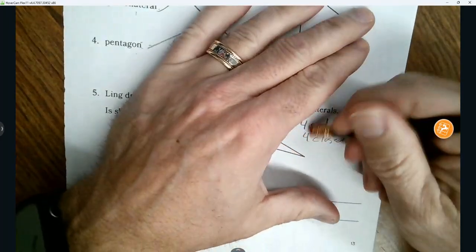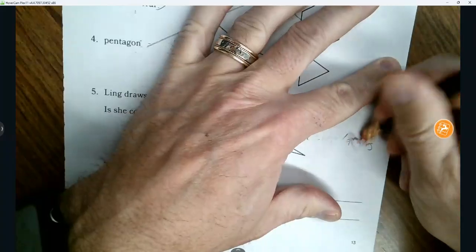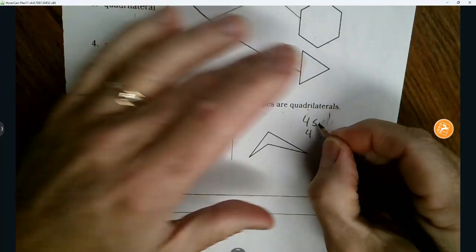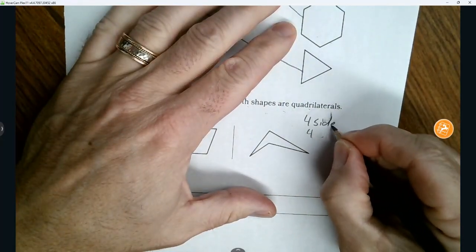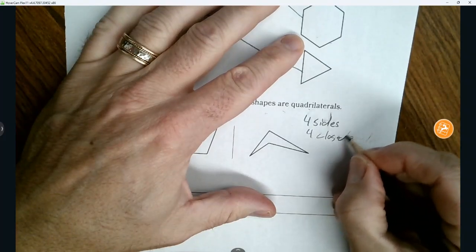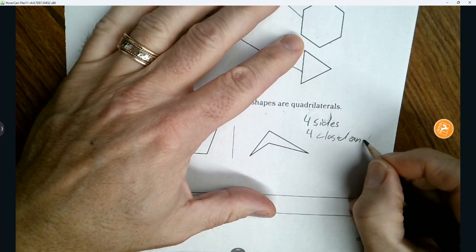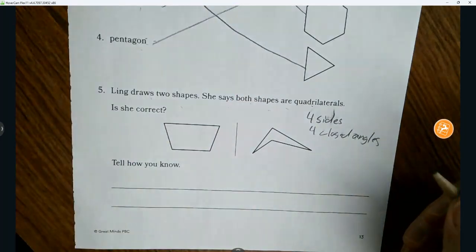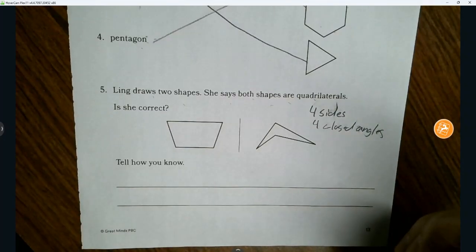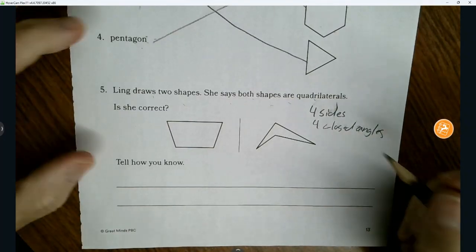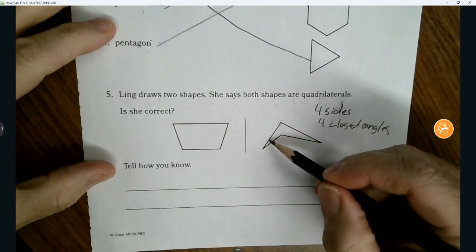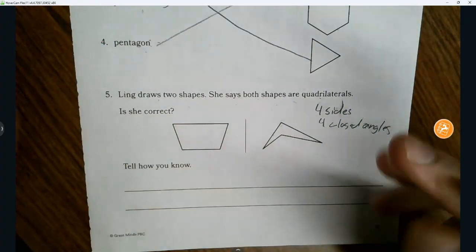Boy, that might be my worst handwriting yet. Let's clean that up. All right. A quadrilateral has 4 sides and 4 closed angles. You can say 4 closed sides, 4 closed angles. You can just say the shape's closed. All those work. All right. I always say angles because usually when they're open, they would be open right at a corner like that. They wouldn't be open in the middle of the line, wouldn't just break open.